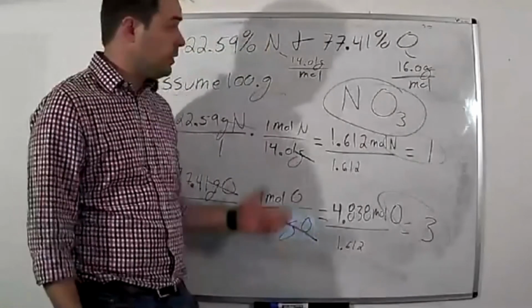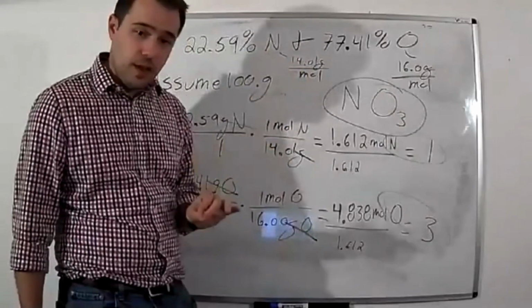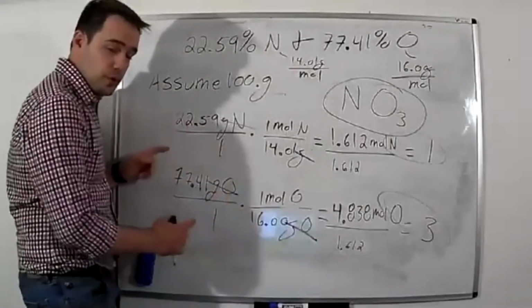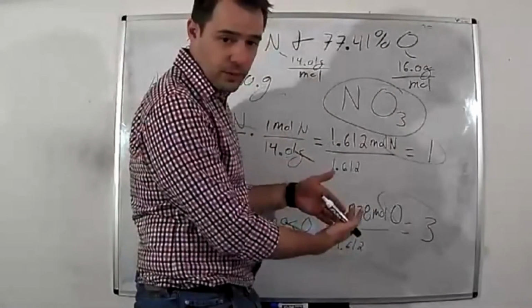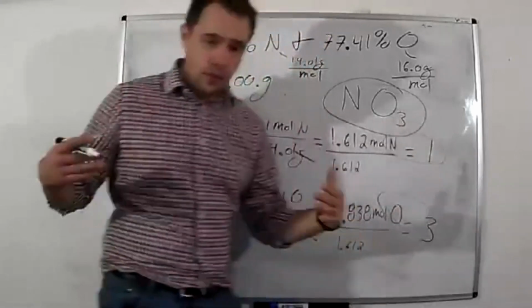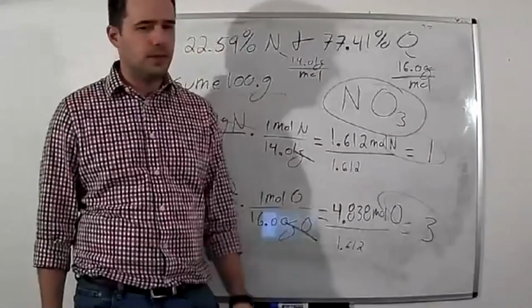Like, legitimate. You burn it, you get the percent mass of every element that's in the sample. You assume 100 grams, convert those masses to moles, compare the amounts to each other, and that will tell you what the empirical formula of the substance is.